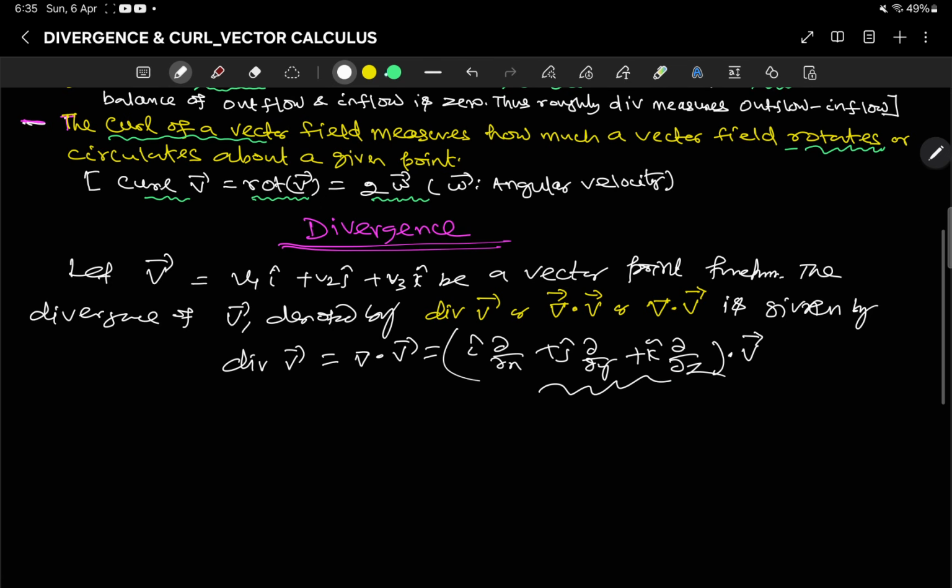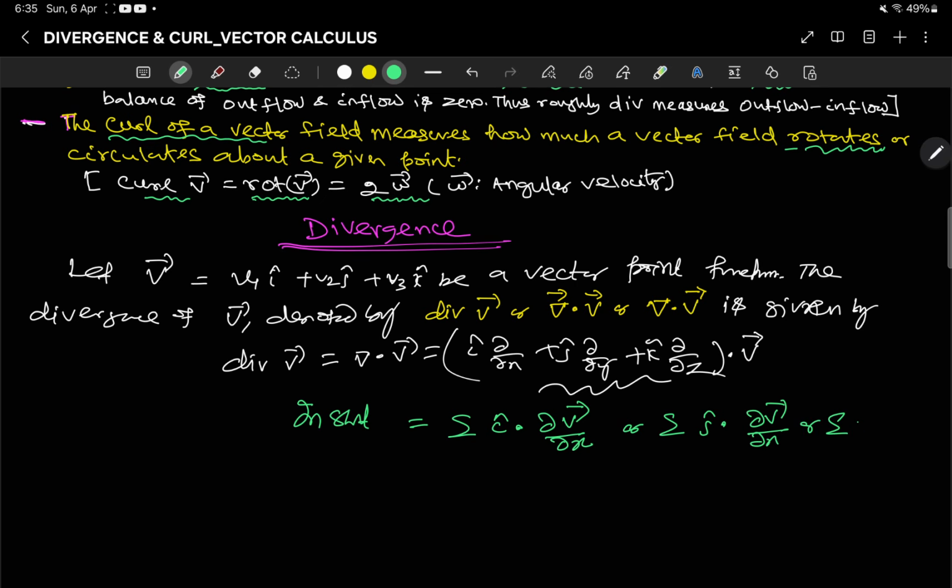In short I write it as the summation of i dot del V by del x, or the summation of j dot del V by del y, or the summation of k dot del V by del z. The summation of i dot del V by del x means the y and z terms are also there.